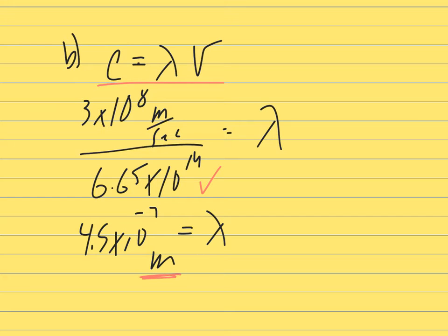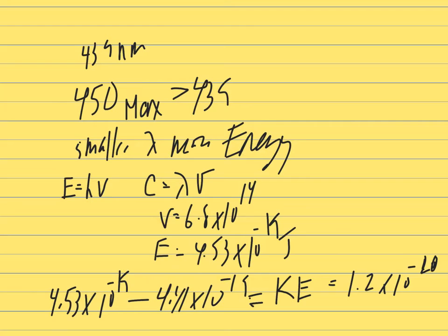What we just calculated, the wavelength, part 3 says, would a wavelength of 439 be sufficient? Since 435 has a smaller wavelength, the wavelength would give you a higher frequency, so they'd have more energy. So 450 should work. I calculated the energy of 450 by using the frequency, and the energy comes out to be 4.53 times 10 to the minus 19 joules.